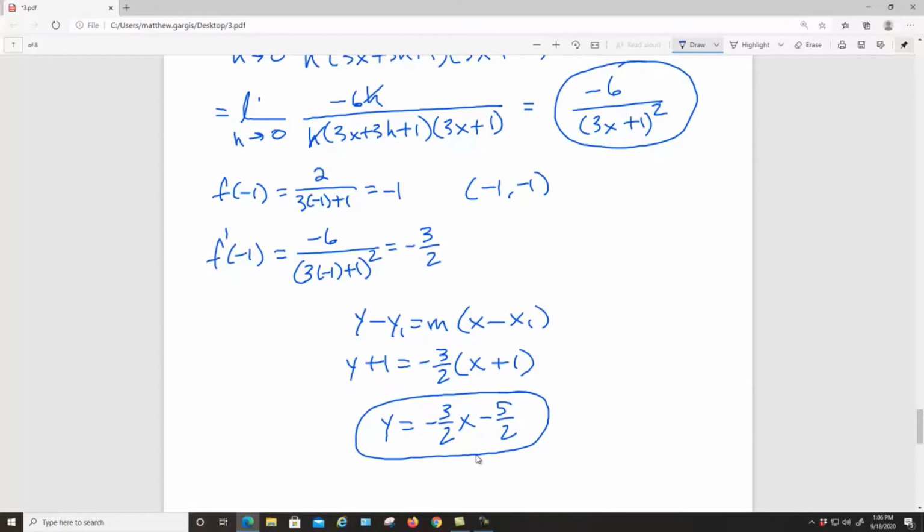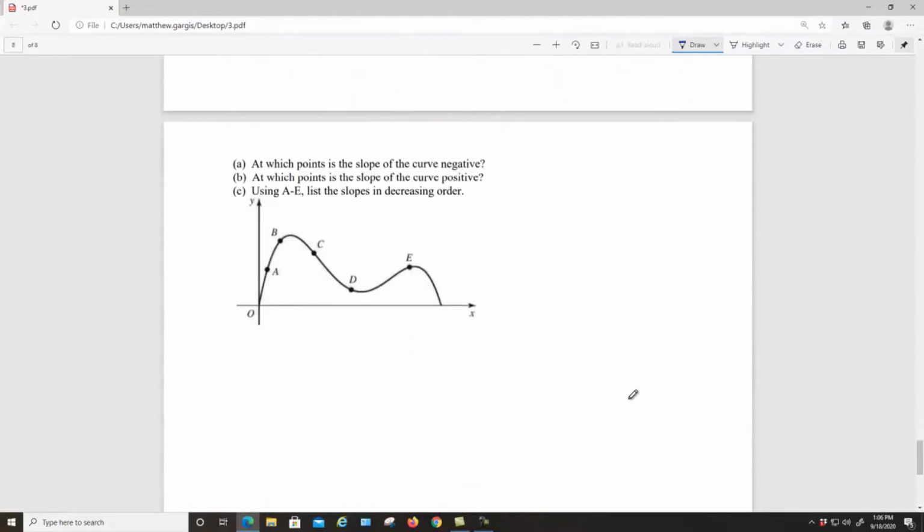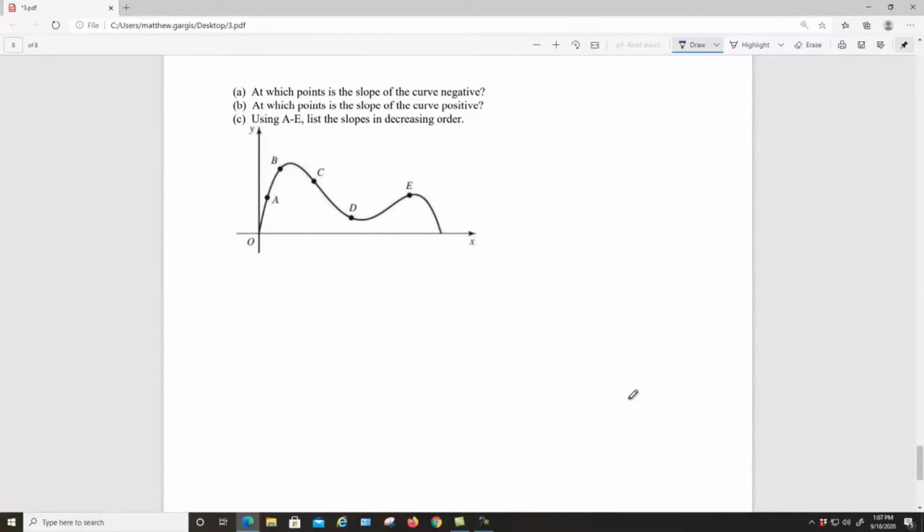Alright. Last problem. A, B, C. A says, at which points is the slope of the curve negative? Well, C. This would be what the line would look like, tangent there at C, and that is definitely down. You have to go down and over to get the slope, so that's definitely negative. This one looks like it's going like this. That one I would say is negative as well. So C and D would both be negative.